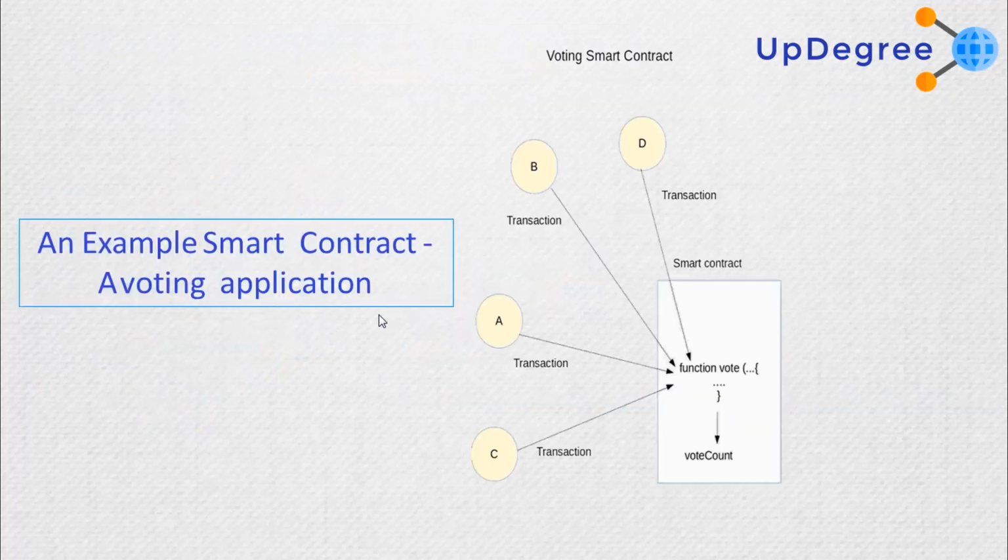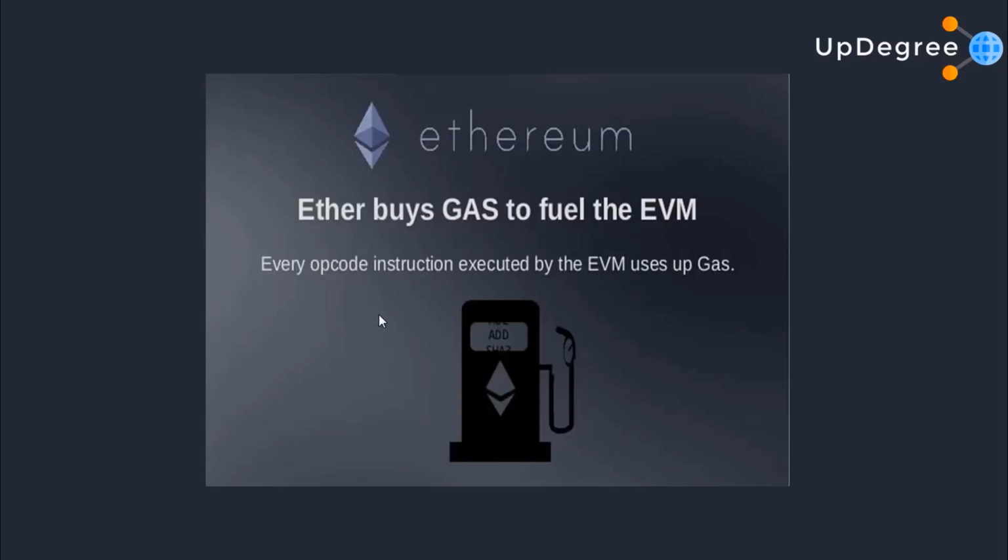So for example, take a voting application as a smart contract application. The smart contract sits in the virtual machines, and you do transactions, and the vote as a function gets counted in the blockchain, which is at the bottom. So Ethereum uses gas. You need to pay gas to fuel the EVM. Gas is like an incentive or a reward, like in Bitcoin. And every code instruction executed by the EVM uses up gas.